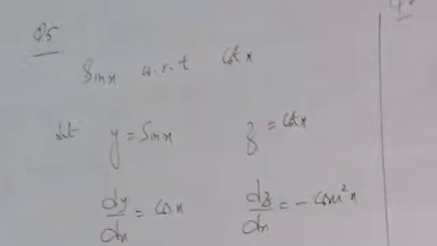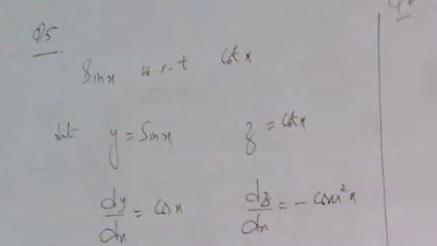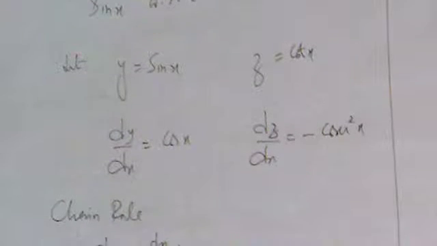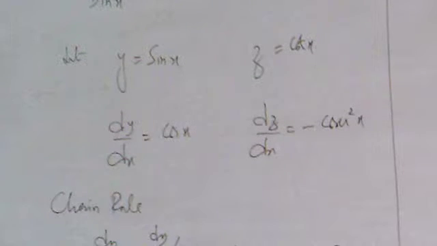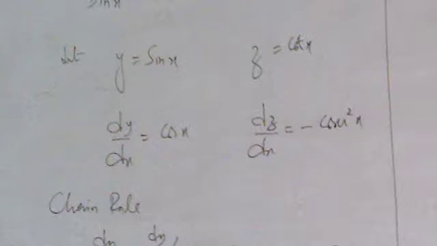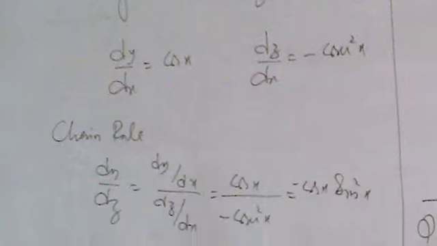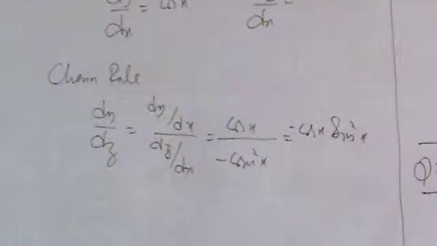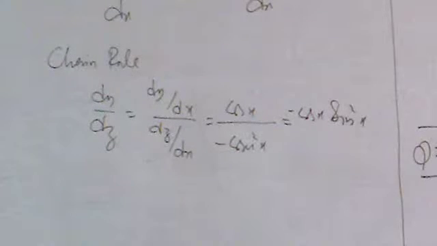Exercise 2.5, question number 5. Differentiate sin x with respect to cot x. We let sin x equal y and cot x equal z. Differentiate with respect to x. The derivative of sin x is cos x and the derivative of cot x is minus cosec square x. Now by the chain rule we put these values and get the answer.